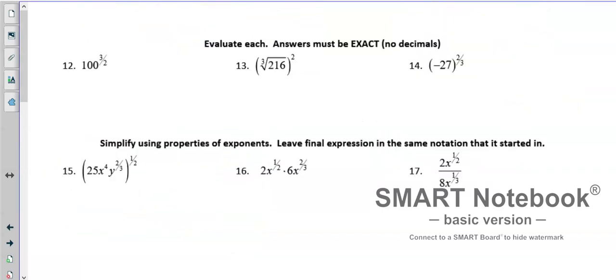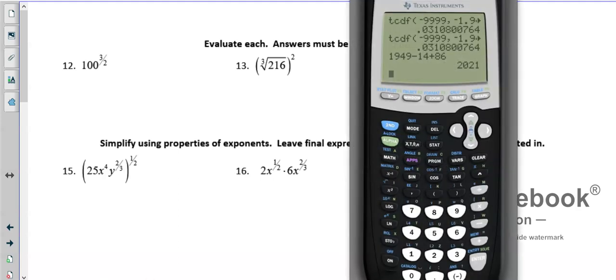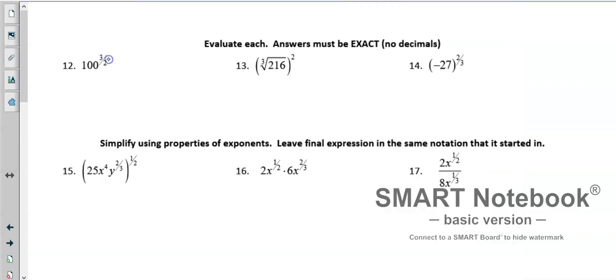All right. Evaluate each. No decimals. You can just type this in your calculator. Okay? Let the calculator help you. 100 to the power of 3 divided by 2. It's 1,000. Or if you just think about it, the square root of 100 is 10, and 10 cubed is 1,000.